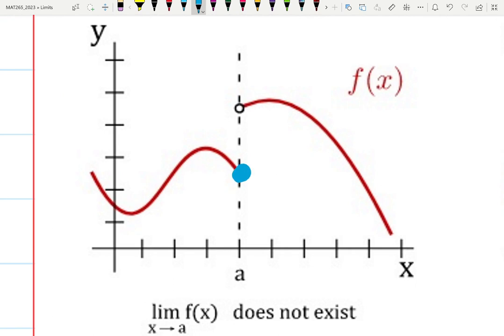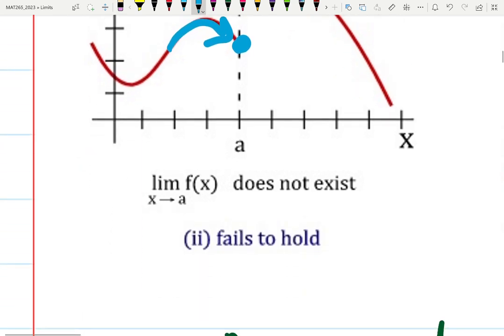Check mark. Second check, we check the left limit and we check the right limit. What's the problem? They did not equal each other. They did not meet. They're not friends. The limit doesn't exist. Boom, failed. The limit failed to exist.